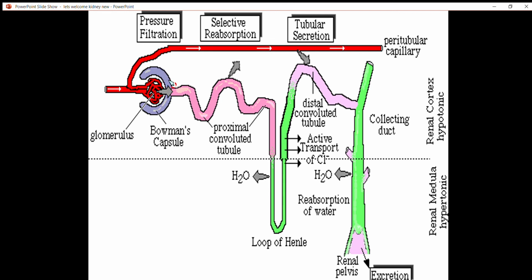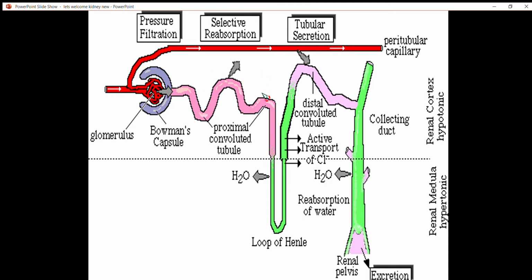Then in the second chapter, we will see this part. This is the first part, the proximal convoluted tubule. This is concerned with the process of reabsorption. I will tell you soon what is meant by reabsorption and what is meant by filtration; all the terminologies we will see soon in the next slides.